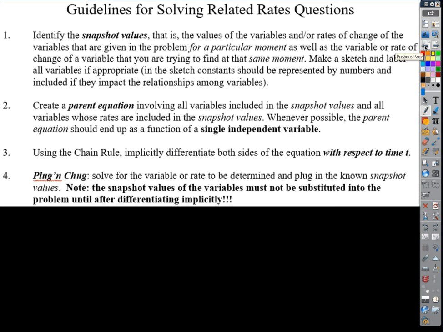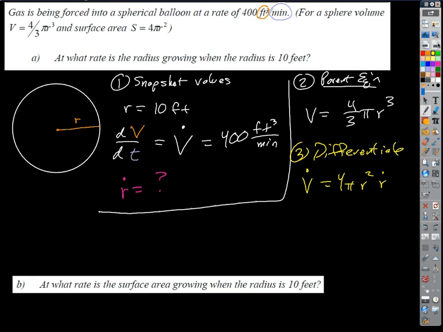Okay. And then finally, we're done. Now the last step is just plug and chug. All we have to do is solve for the variable that we're trying to find, and then plug and chug. So in here, we're trying to solve for r dot. To isolate r dot, I would just divide each side by 4 pi r squared.